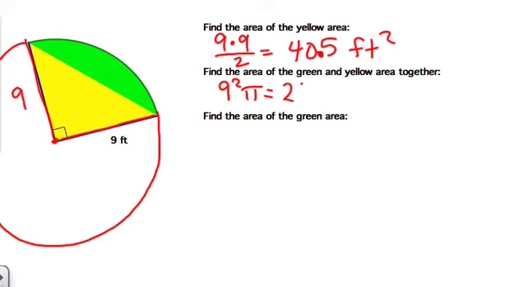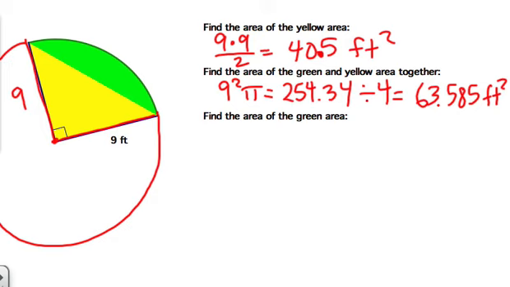So that is 254.34. And now this time I don't have half a circle, I actually have a fourth of a circle. So instead of dividing by 2, I'm going to divide by 4. It's a fourth of the circle. So divide by 4. And I'm left with 63.585 feet squared. So that's what this whole area is, okay?